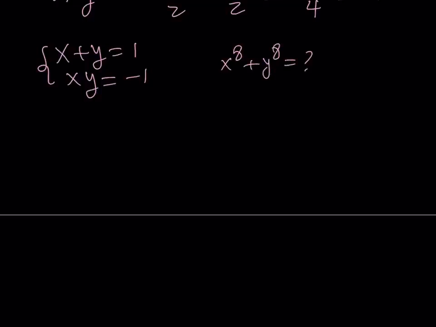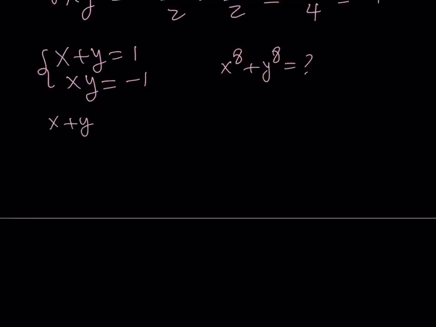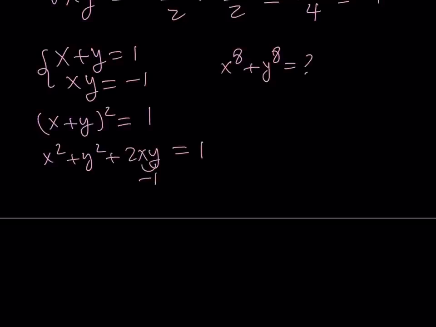Here's what we're going to do. We're going to take x plus y and square it. When you square 1, you get 1. And this is equal to x squared plus y squared plus 2xy. That should equal 1. Now, we know that xy is equal to negative 1, so this gives us negative 2. From here, x squared plus y squared becomes 1 plus 2, which is 3.